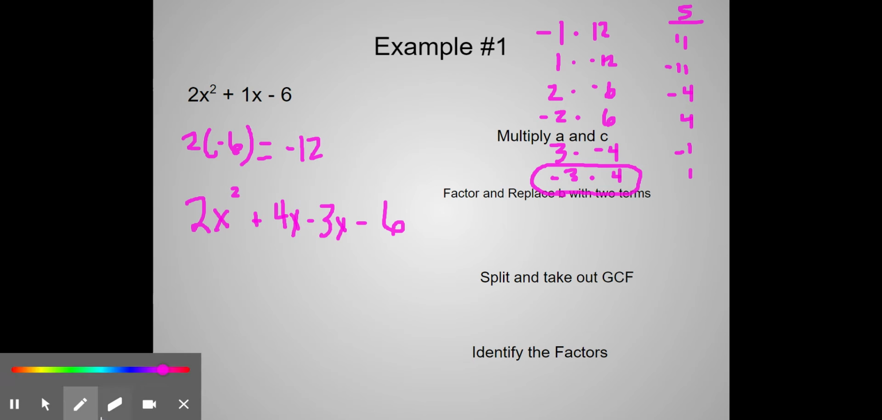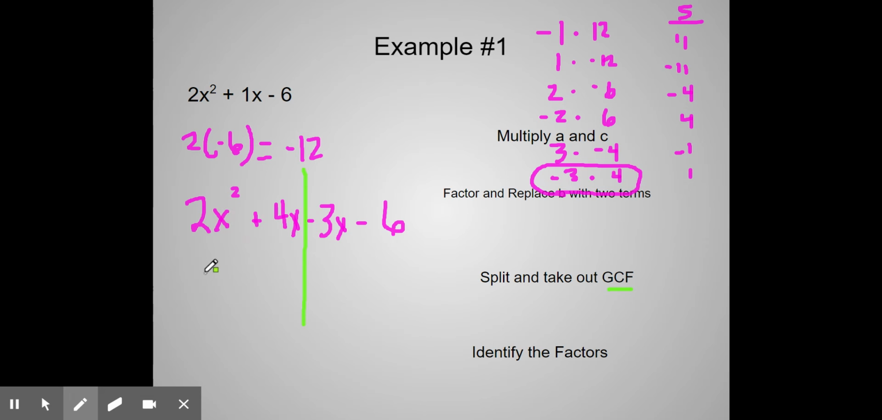Now we're going to split this apart. So I'm going to split here. When I did this, I was intentional. I could have put the -3x here and +4x here, but I want to think about the GCF. And I know that since both of these are even, I'm going to be able to take out a 2. So that's why I made the decision that I did. So I'm going to take out the split in 2, check, and then take out the GCF.